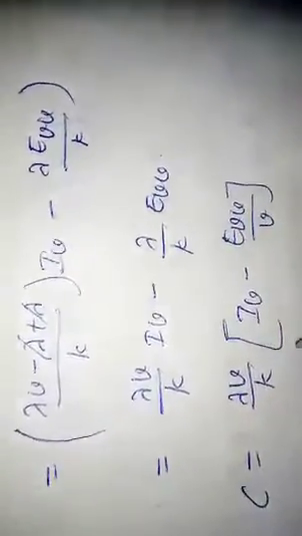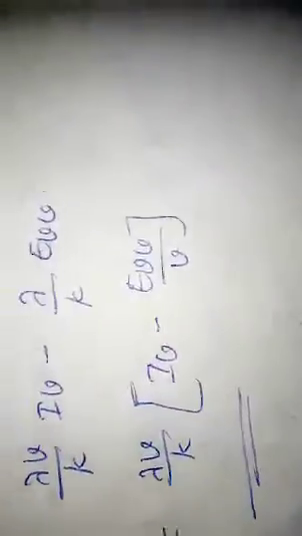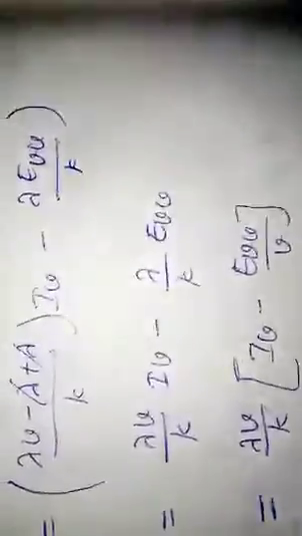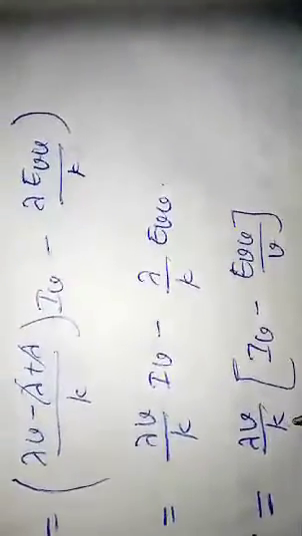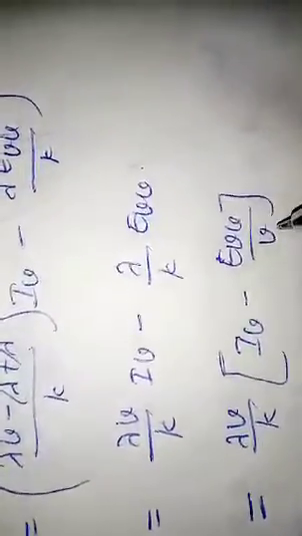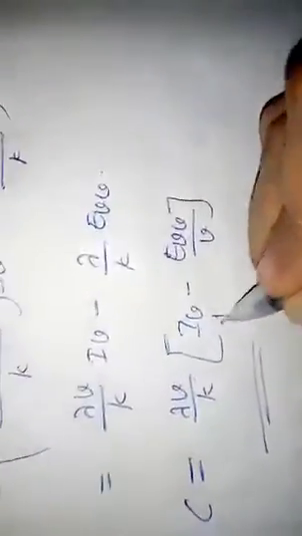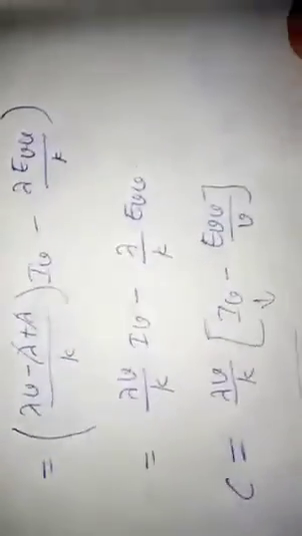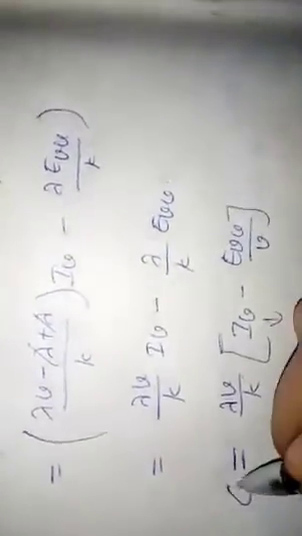So the C matrix of BIBD equals lambda v divided by k times (Iv minus Evv divided by v). Here Iv is an identity matrix of order v cross v. This is the C matrix for BIBD. Where Iv minus Evv divided by v is what?